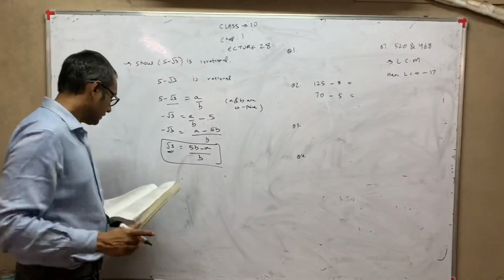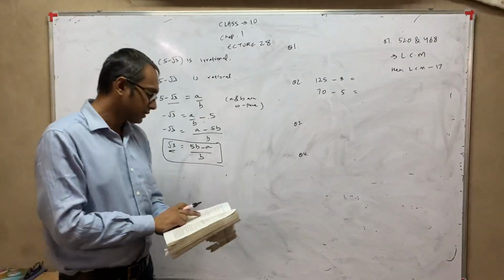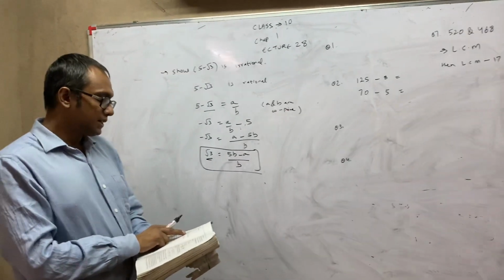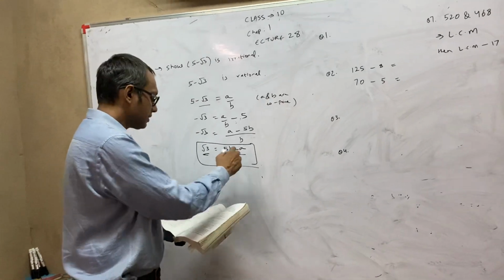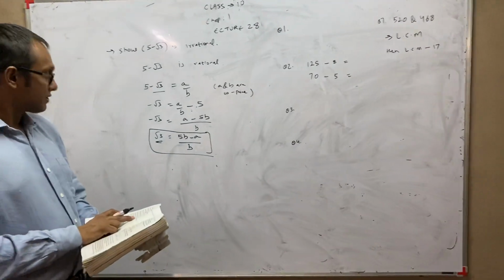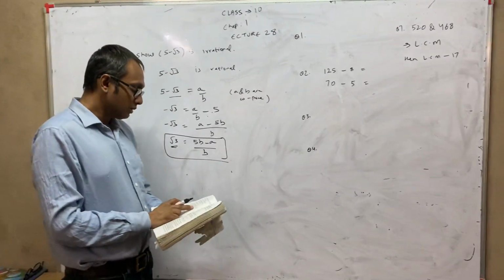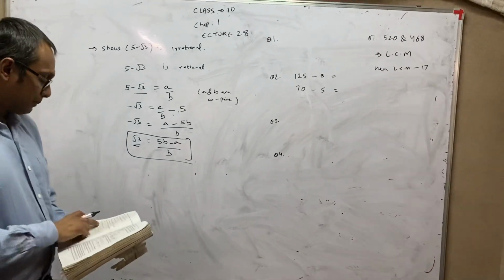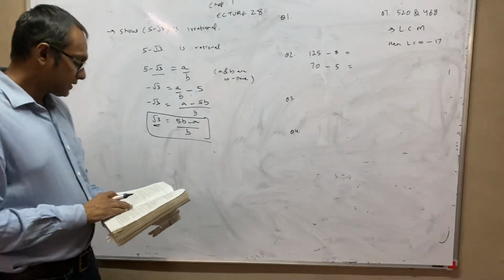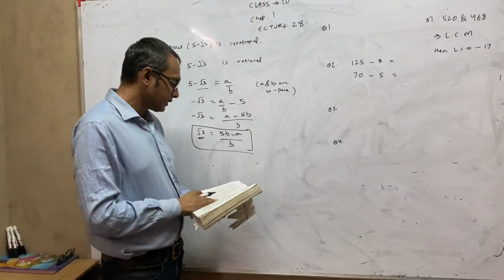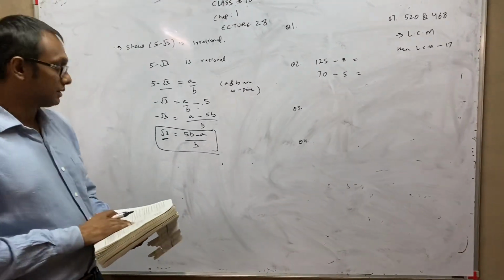Once you reach this step, the last thing you just have to write, since a and b are integers, we get this term 5b minus a upon b to be rational. So that means root 3 is rational. But this contradicts the fact that root 3 is irrational. This contradiction has arisen because of an incorrect assumption that 5 minus root 3 is rational.